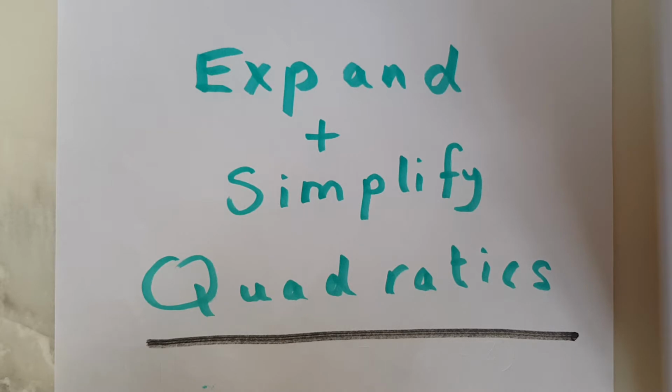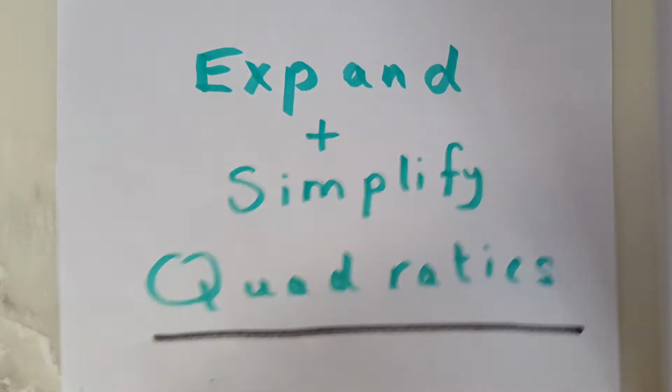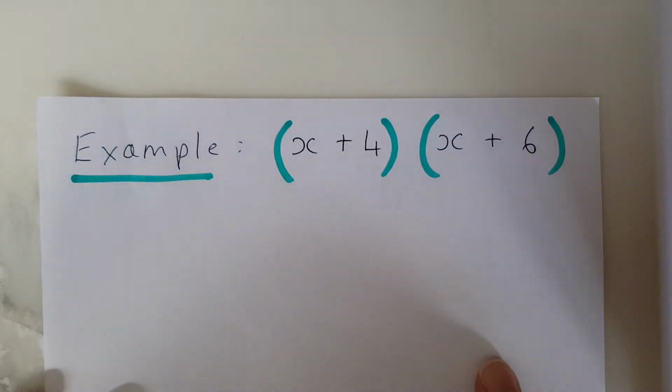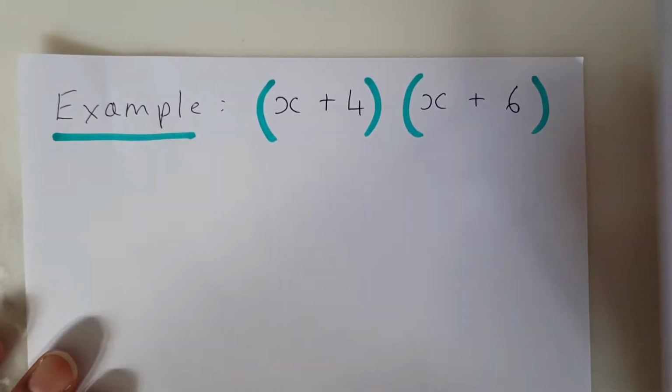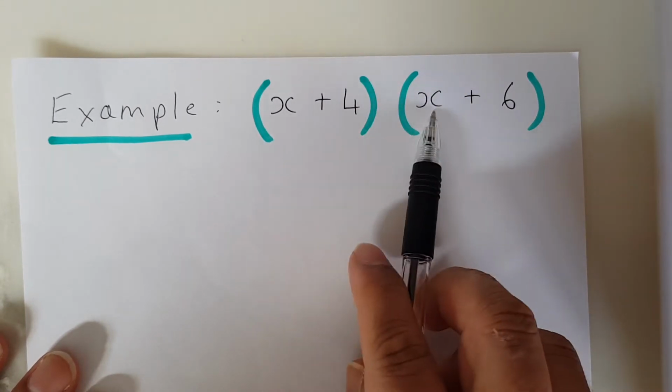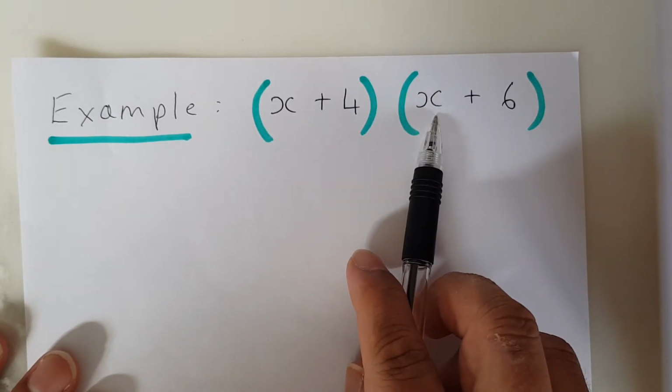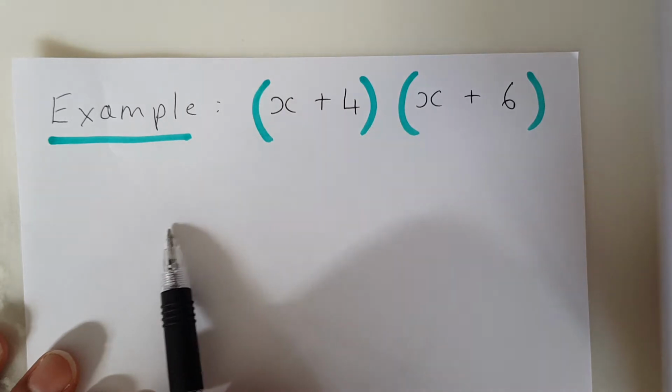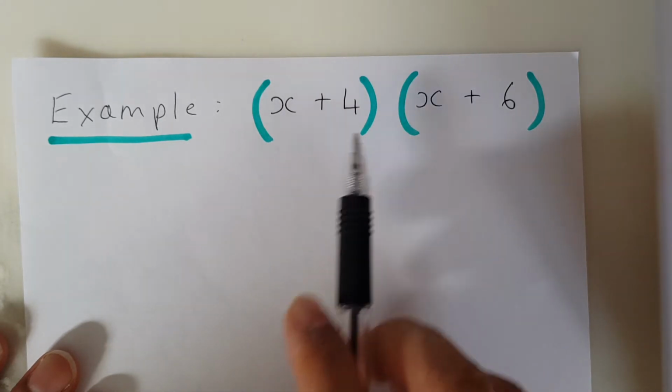This is a GCSE question. It's expanding and simplifying quadratics. Okay, let's begin. We have an example here which says x plus 4, x plus 6 in two brackets, so we multiply this. So we have to expand this and simplify to get a quadratic. Okay, expand and simplify, okay?